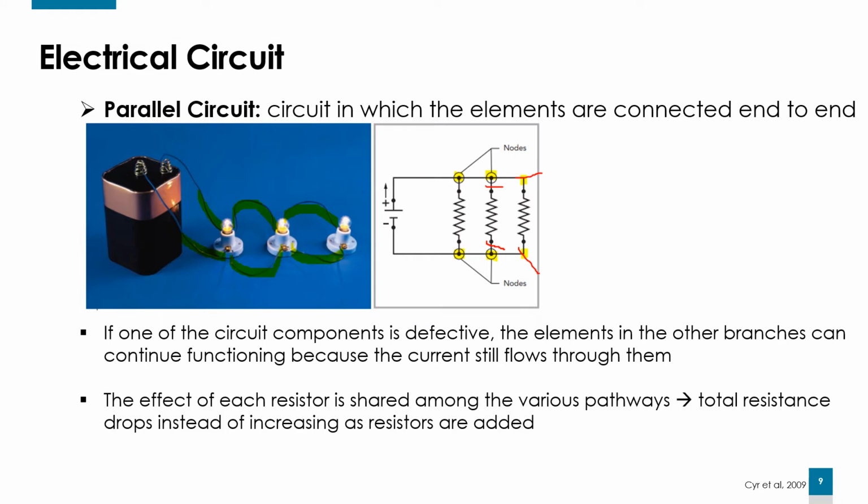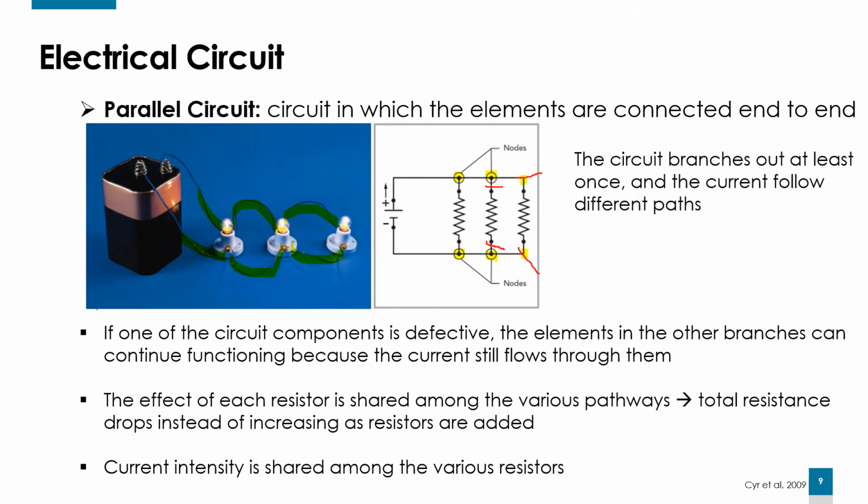The effect on each resistor is shared among the various pathways. The total resistance drops instead of increasing as resistors are added. So if I put in more resistors, I'm going to have less total resistance. And the current is shared among the various resistors.